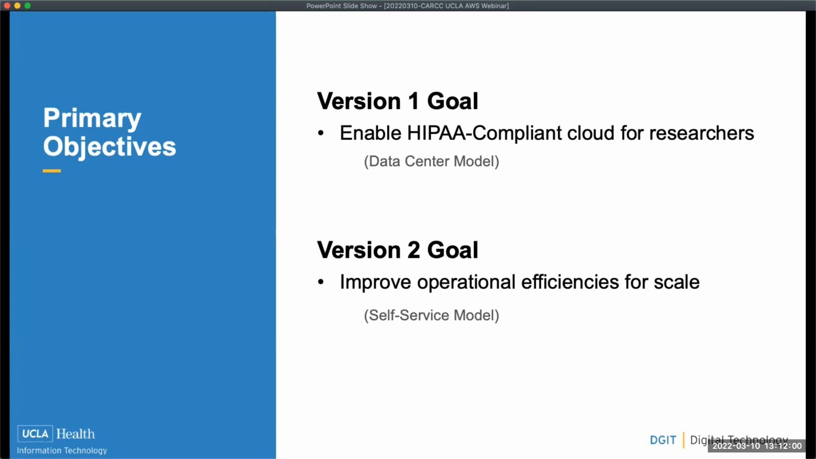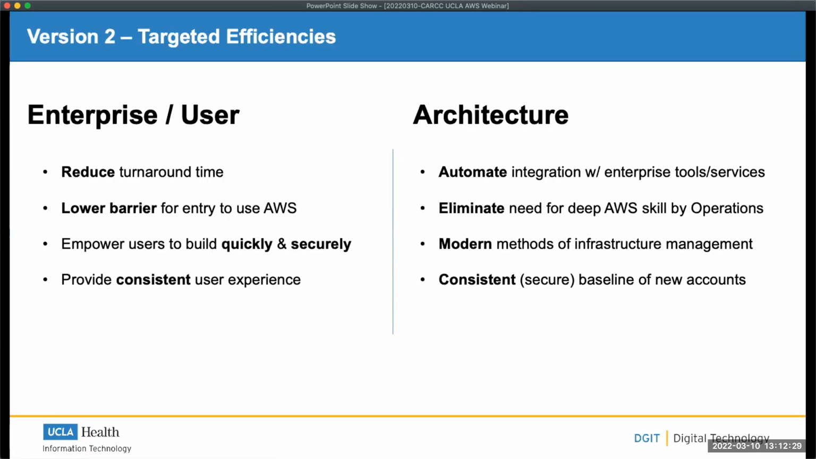And that took us into our version 2, where we really wanted to improve our operational efficiencies for scale, being able to get accounts into the hands of the users more quickly, and to do so with a different team. The team that built the first iteration had been dissolved, and ownership of this service landed on another group. So being able to leverage the skill sets of that team to continue to offer the service, in a more targeted way. Some of the things I mentioned, we wanted to reduce the turnaround time to get accounts into the hands of the users, and lower the barrier of entry for our users into AWS.